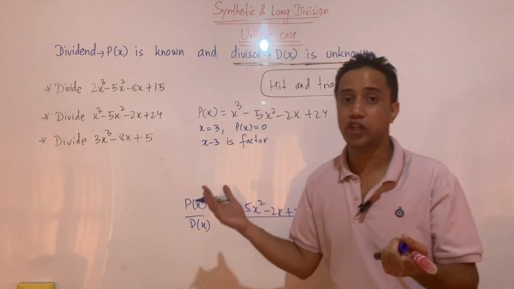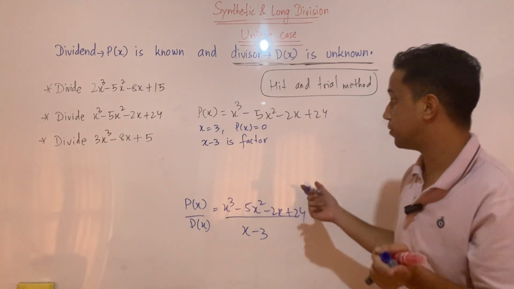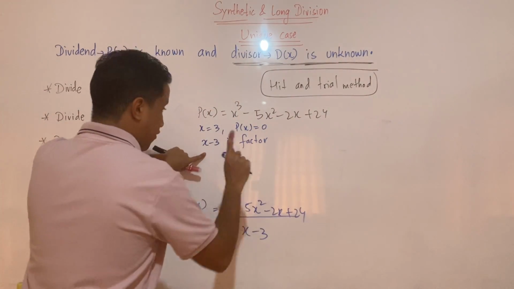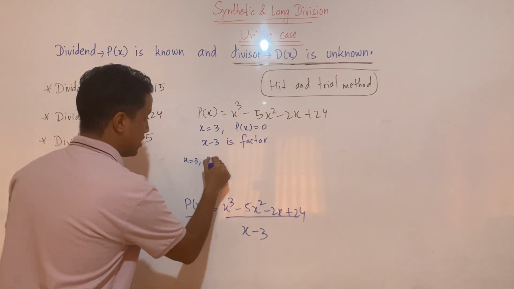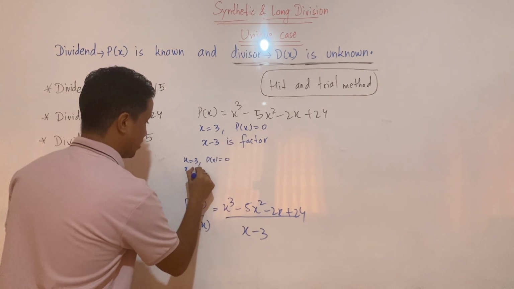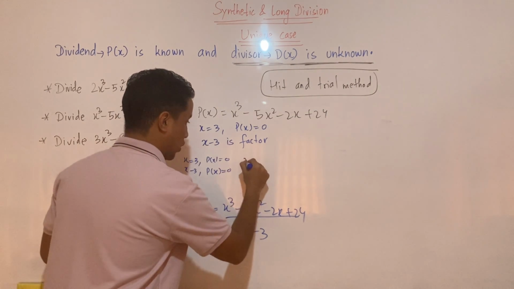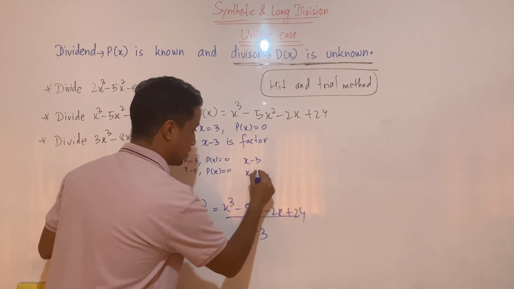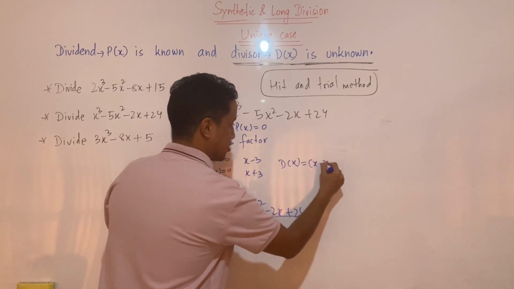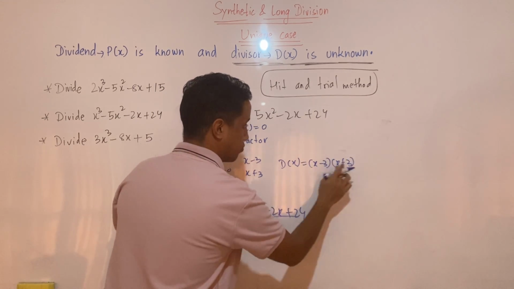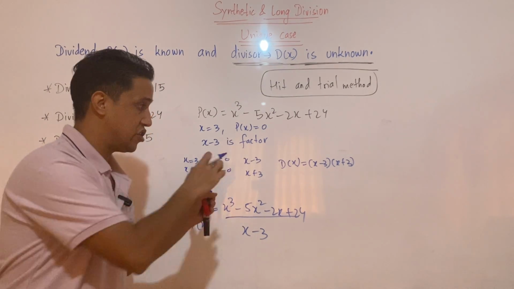It can only be possible when you find two values. For example, just an example, if x equal to 3 makes p(x) 0, and x equal to minus 3 makes p(x) 0, then what does it mean? It means I have two factors. One is x minus 3 and one is x plus 3. So in that case, my d(x) will become x minus 3 times x plus 3. Now it is a quadratic polynomial. So I hope you got my point.